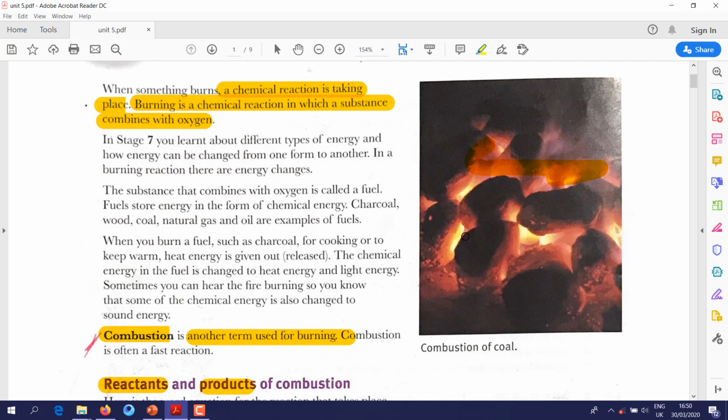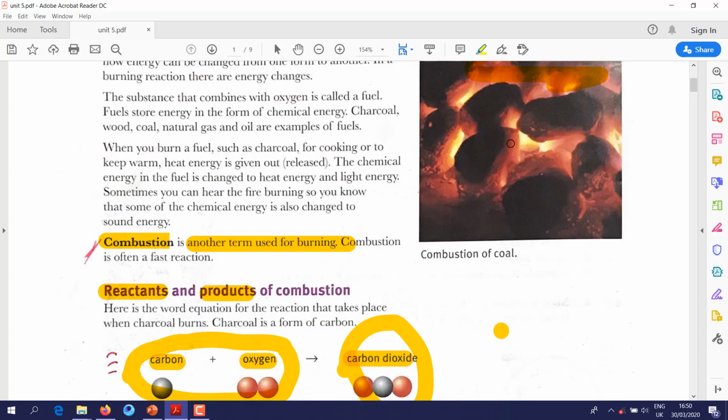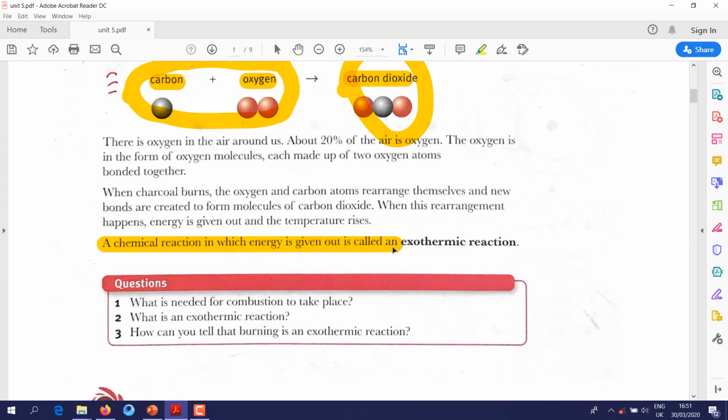Now, when you burn coal, you will feel hot. So, what happened here? The chemical reaction gives out energy. In this chemical reaction, the energy is given out, or the heat is given out. This kind of reaction we call an exothermic reaction. Again, a chemical reaction in which energy is given out is called an exothermic reaction. Now, let's solve some questions.